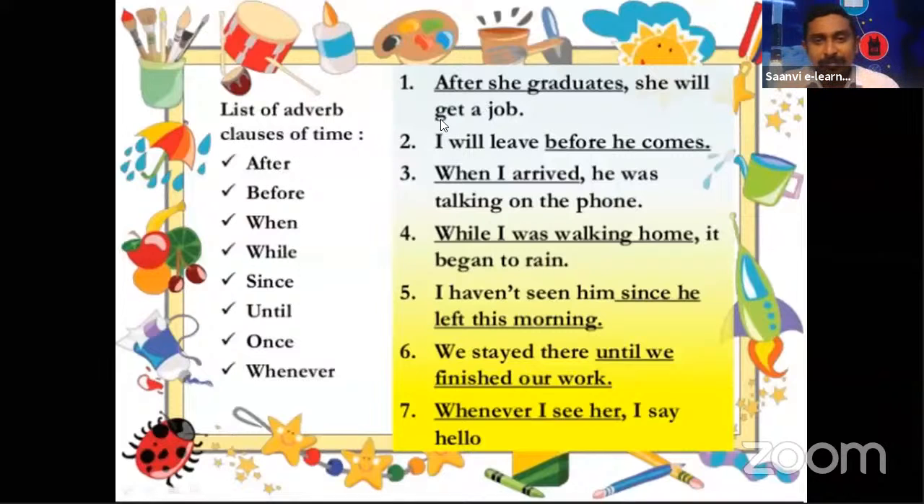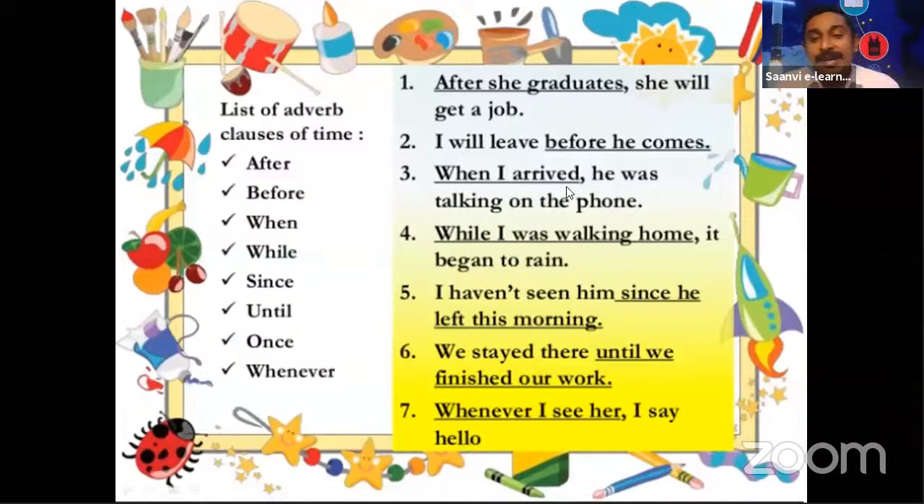See, using after. After she graduates, she will get a job. What is the adverbial clause of time here? After she graduates is the adverbial clause. I have already told you an adverbial clause is a group of words which does the function of an adverb. It is not a simple word, it's a group of words. Before: I will leave before he comes. Before he comes is the adverbial clause of time.